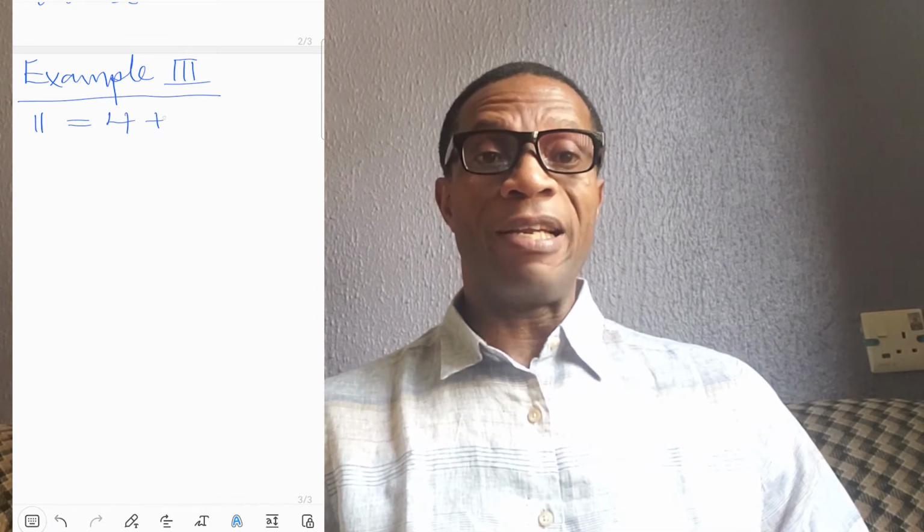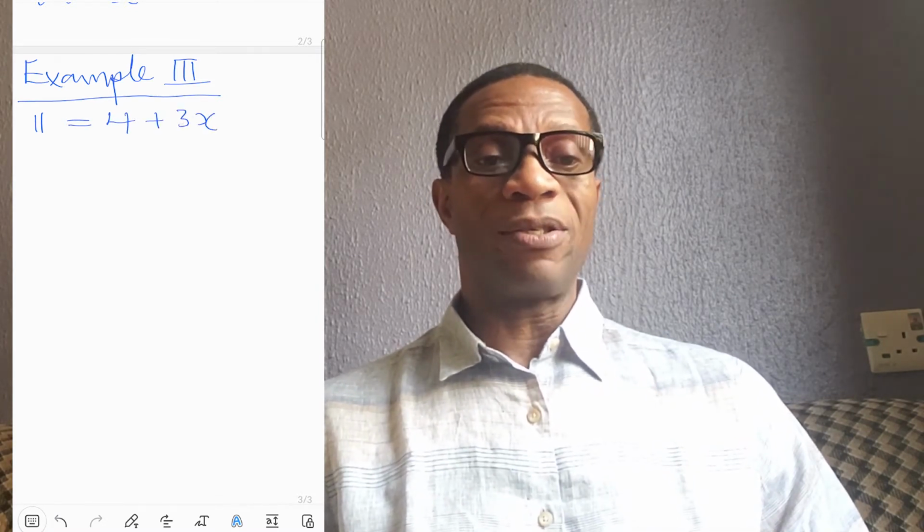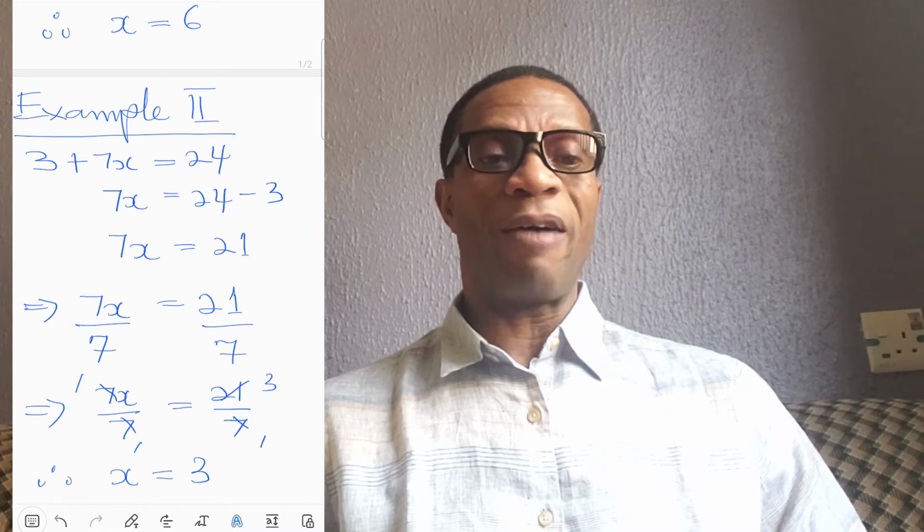So our next line will be 7x divided by 7 is equal to 21 divided by 7. So the 7s cancel out and leave x behind, and 21 divided by 7 is 3. So we now have x being equal to 3. That will be our second example.